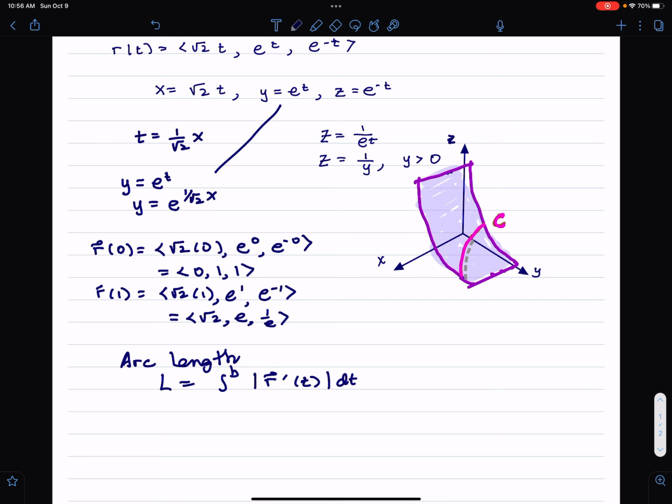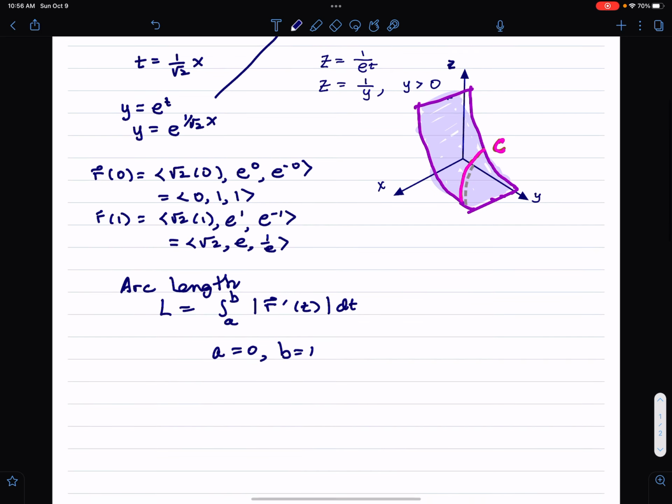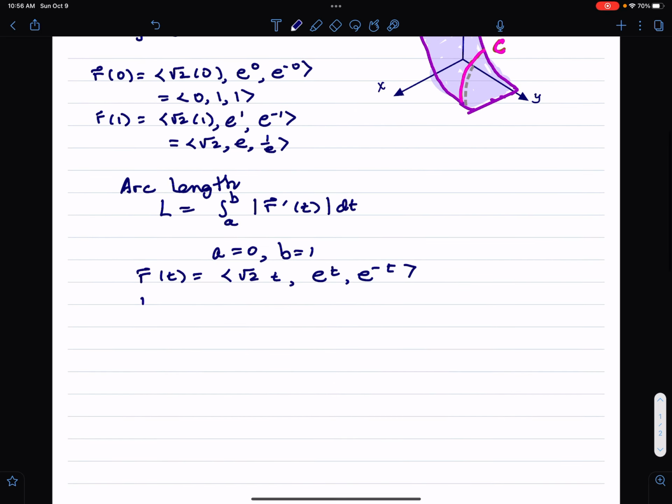So now we're actually going to solve this problem. In our situation, a is equal to 0 and b is equal to 1. We have to find out what r prime is, but r of t is root 2 times t, e to the t, e to the negative t. That was given to us. And then r prime, I do this derivative, not the hardest thing here.